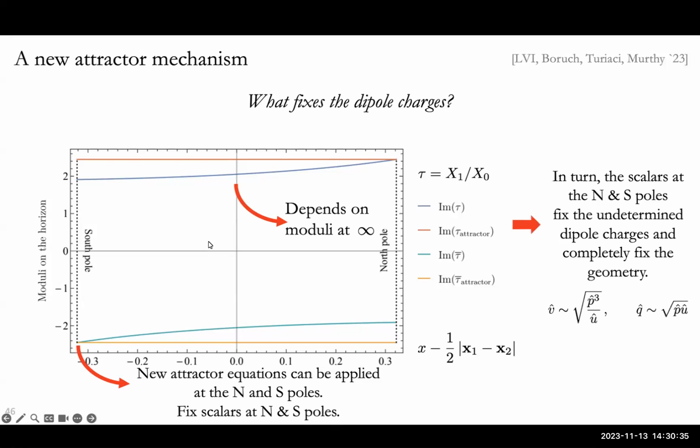And this in turn fixes the dipole charges that are associated to north and south. So for instance, in this example that I gave earlier, this would be the D6 dipole, and this would be the D2 dipole charges, and they get fixed in terms of the D0 and D4 overall charges of the system. And with that, the solution is now completely fixed.